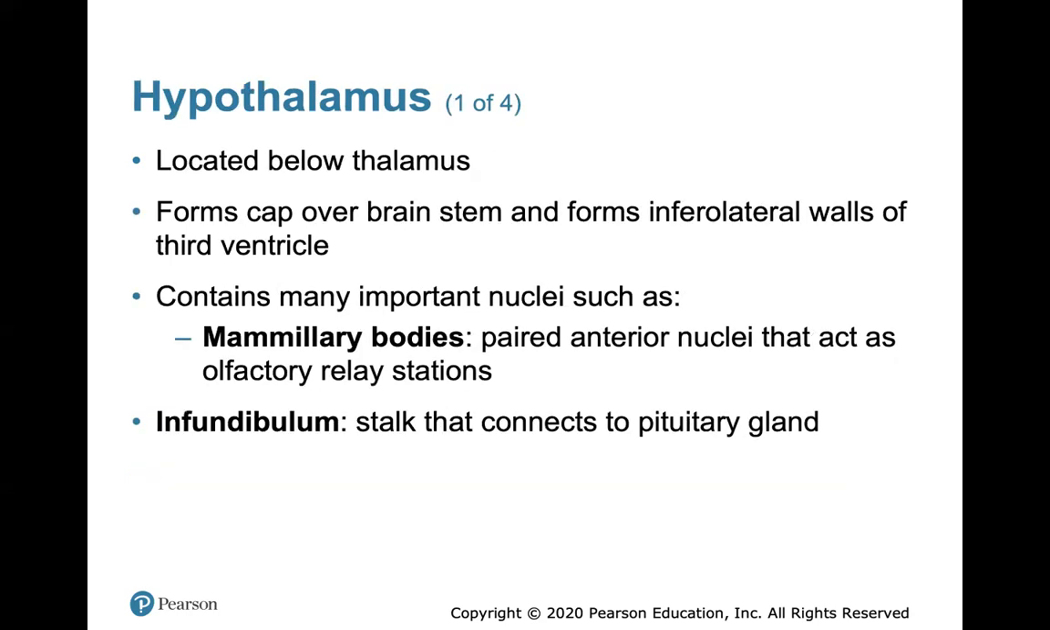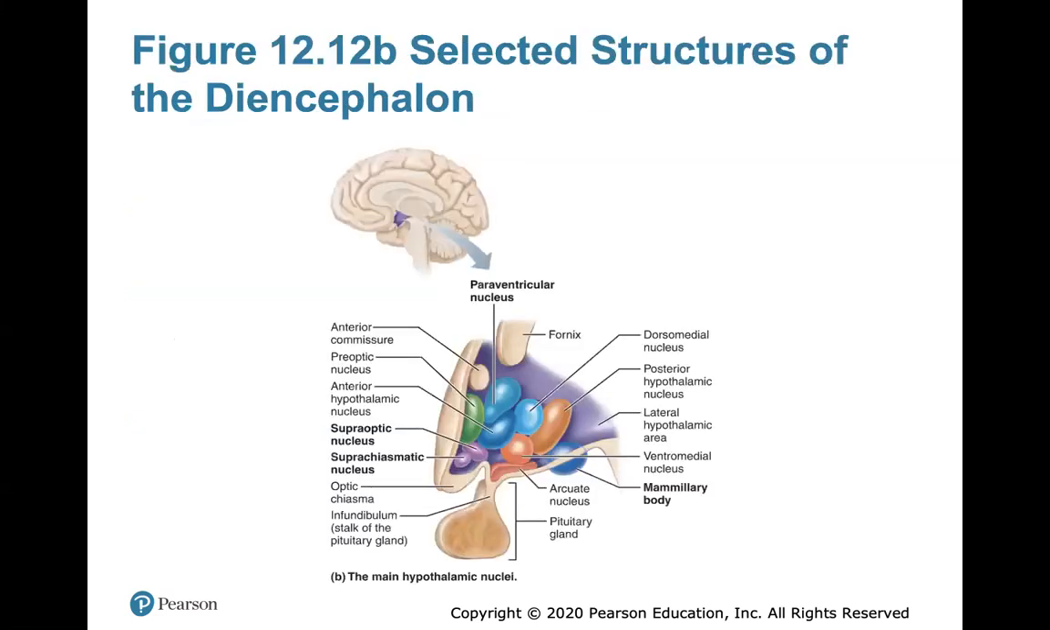The hypothalamus is then located below the thalamus. It contains many important nuclei like the mammillary bodies, which act as olfactory relay stations, and also the infundibulum, which is the stalk that connects it to the pituitary gland. So here's a look at the hypothalamus with the infundibulum stalk connecting it to the pituitary gland.